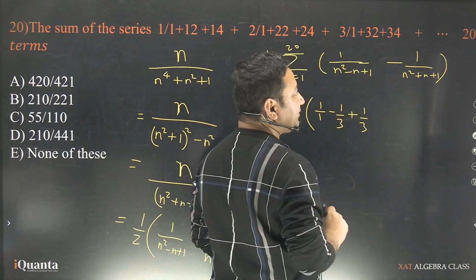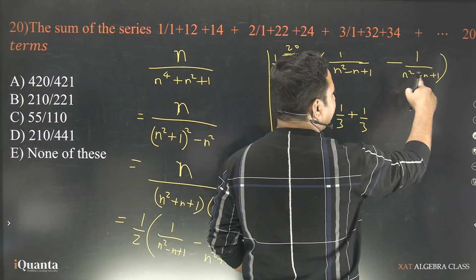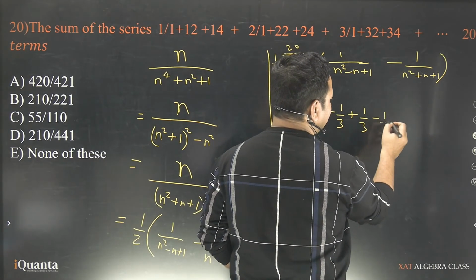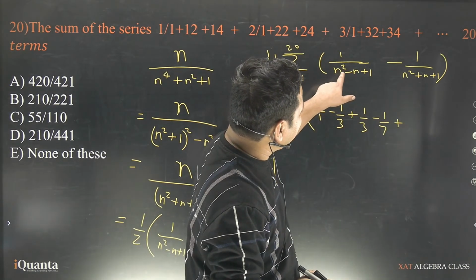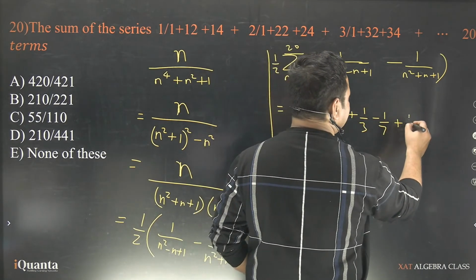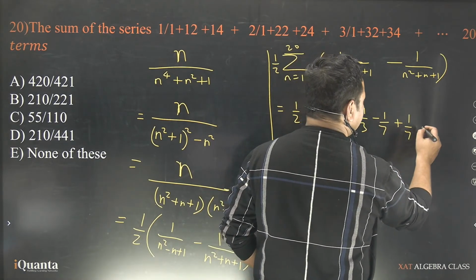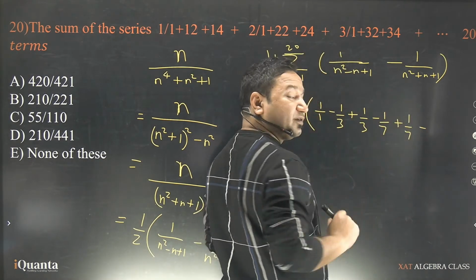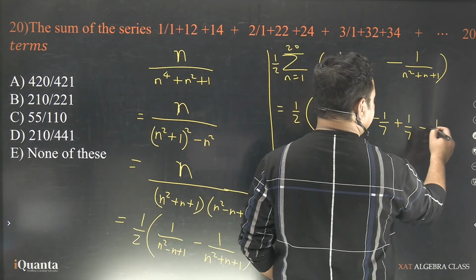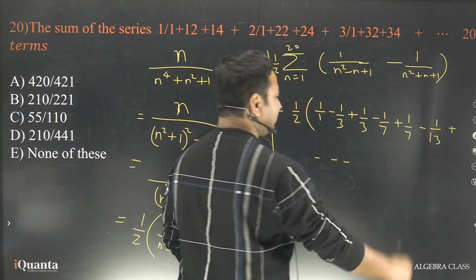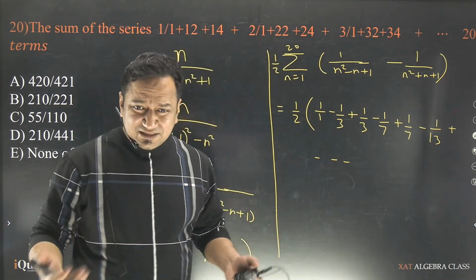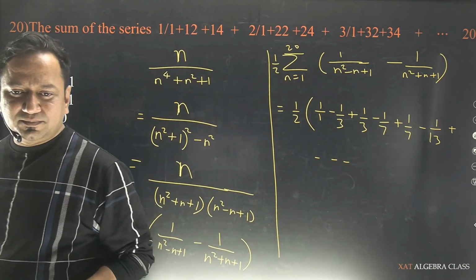If I put 2 here, what will I get? 4 plus 2, I get 1 by 7. All right. Now I'll put 3. If I put 3 here, 3 square, 9 minus 3 plus 1, I'll get plus 1 by 7. And further, I'll put 3 here, 9 plus 3, 12 plus 1 is 13. Now when I'm doing this, I'm able to find a pattern. What is the pattern? That the successive terms are getting cancelled.